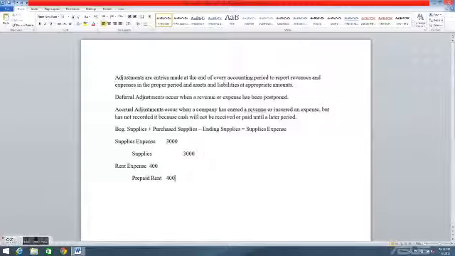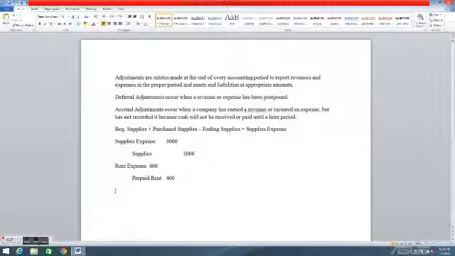So that's a deferral adjustment that's required at the end of the period, since the rent expense was incurred during the period and it was prepaid. But the money has to be taken out at the end of the period, and it has to be expensed, since the expense is incurred in the period.